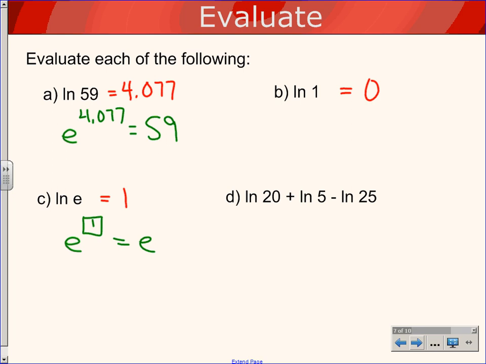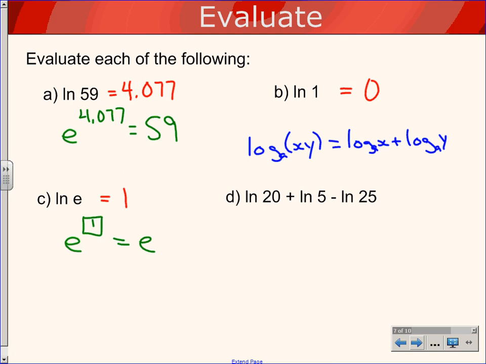And this is not a particularly exciting example, except that I wanted to show you something. If you think back to all of those properties that we had, log base a of xy is equal to log x plus log y, right, was one of our rules. And that was for any base. We usually put a little a there. Well, ln is a log with base e. So all of those logarithmic rules still apply with ln because it's just a special case anyway. It's just a case where there's an e in it.